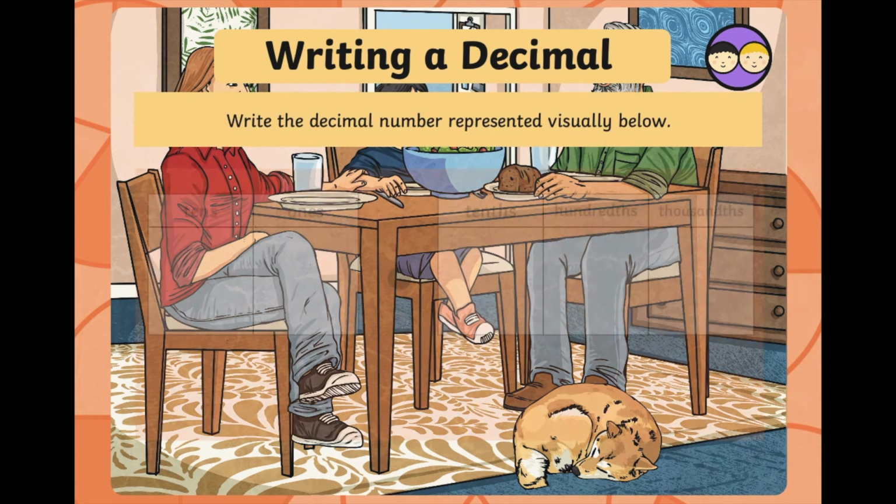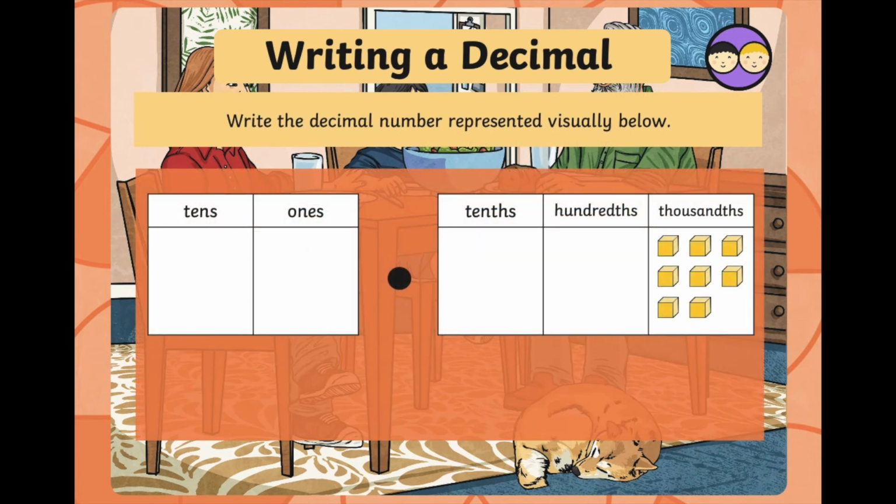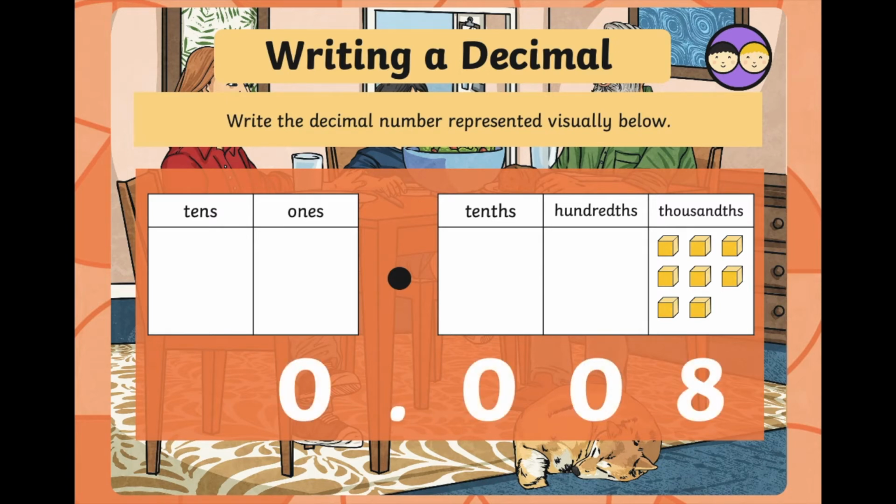So this next one, have a go at writing the number that is represented visually below. And hopefully you got that as 0.008. As you can see, our tenths and our hundredths columns are empty, so you need to put zeros in there and then 8 thousandths.